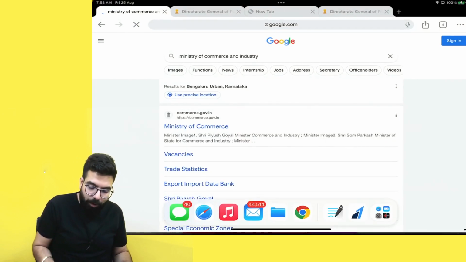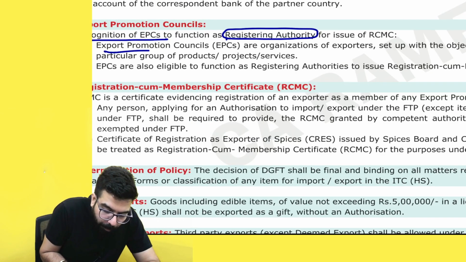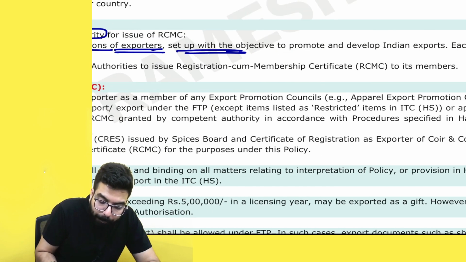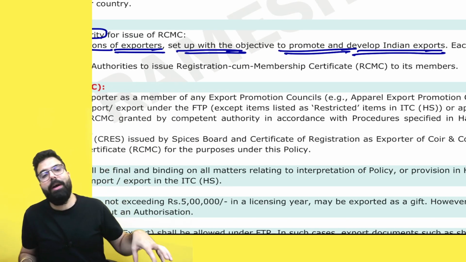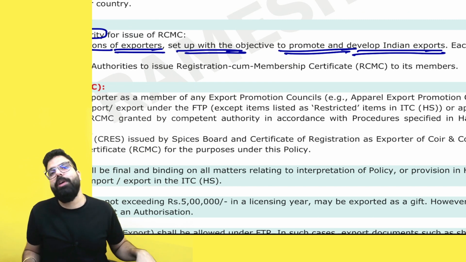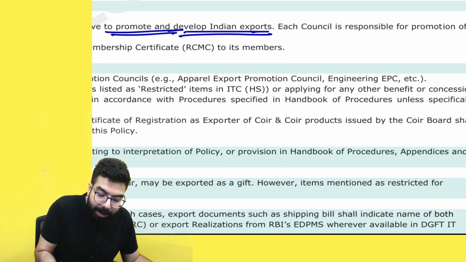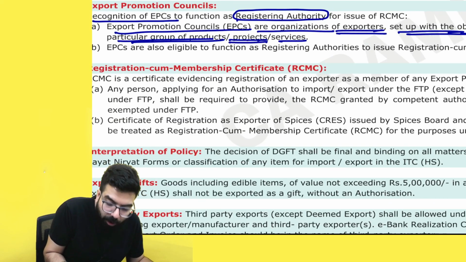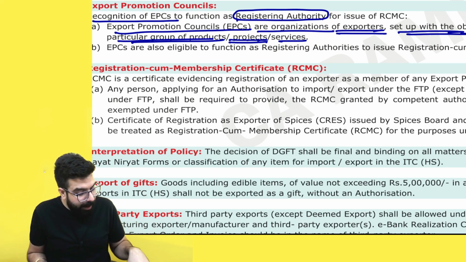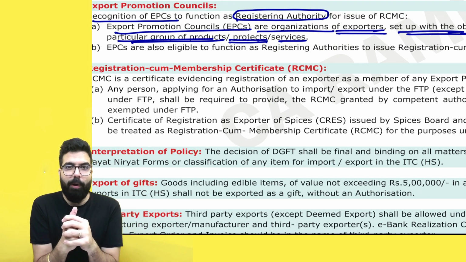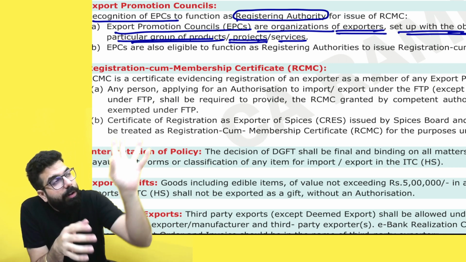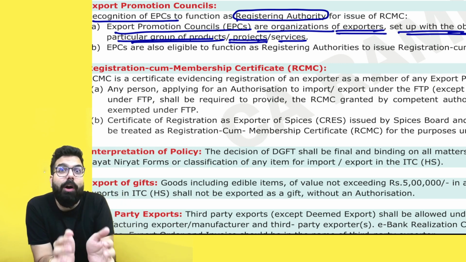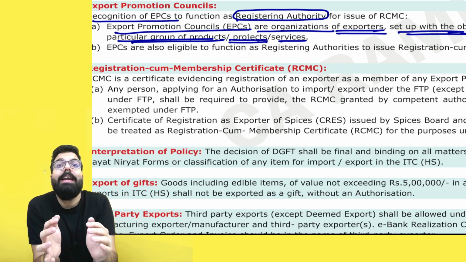So they are telling over here that Export Promotion Councils are organizations of exporters. They are set up with the objective to promote and develop Indian exports. So, Baba, Export Promotion Councils are being set up for the development and promotion of Indian exports. Each council is responsible for promotion of a particular group of product, project or service. Just now I showed it to you. Sir, each council, now Export Promotion Council for cashew, what will they do? They will identify which are the various markets where India can go ahead and export cashews. So Baba, the Export Promotion Council's main work is to promote the export of that item.